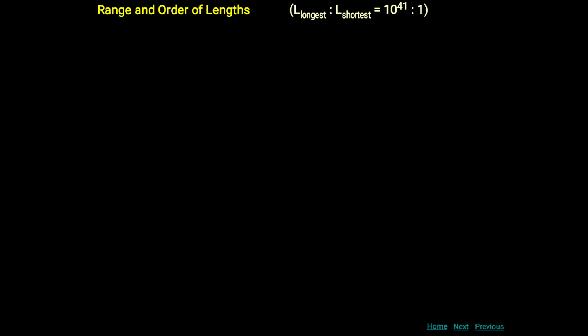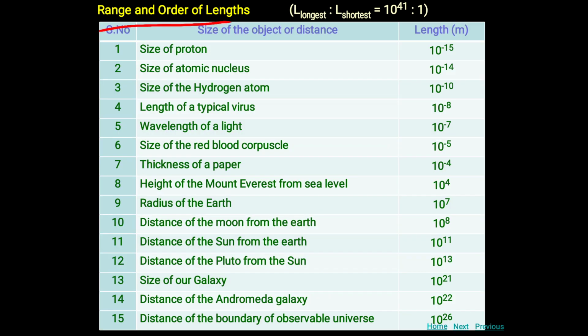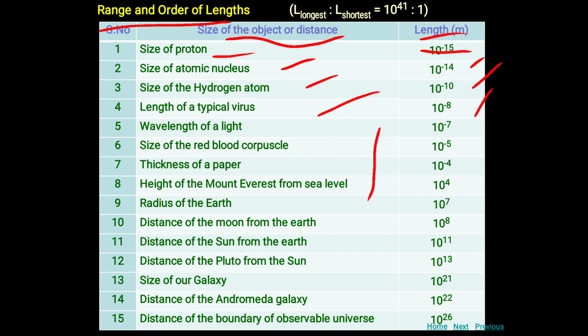Then range and order of length. Here I give the size of the object or distances and length in meter. So size of proton is 10 raised to power minus 15 meter. Size of the atomic nucleus 10 raised to power minus 14 meter. Size of the hydrogen atom 10 raised to power minus 10 meter. Length of a typical virus 10 raised to power minus 8 meter. See, like that, here I have given the size of objects or distances in meter.